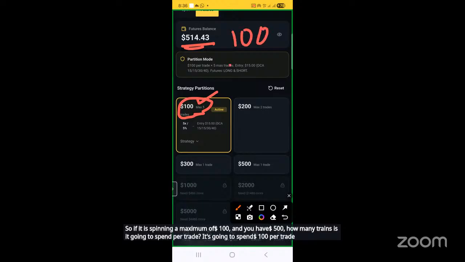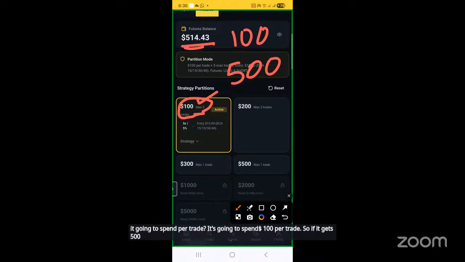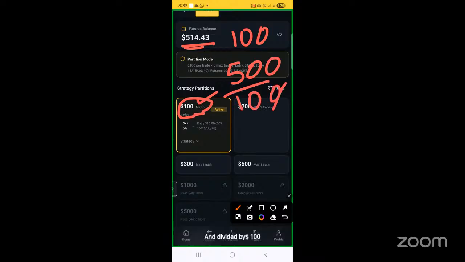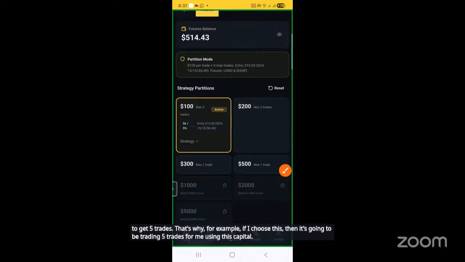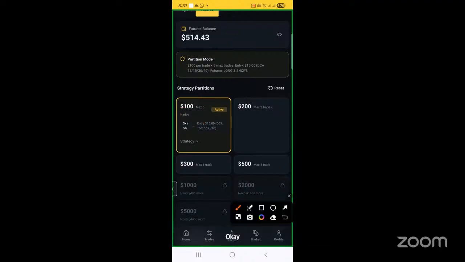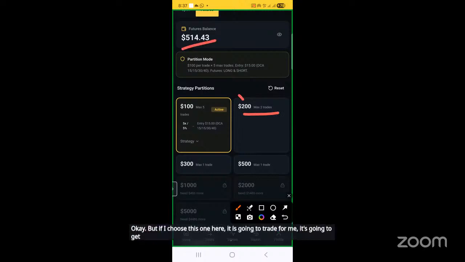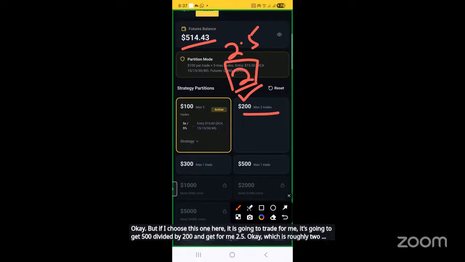So if it gets 500 and divides by $100 per trade, how many trades is it going to get? It's going to get 5 trades. That's why, if I choose this, it's going to trade five trades for me using this capital. But if I choose this one here, it's going to get 500 divided by 200 and get 2.5, which is roughly 2 trades at a go. So it's going to trade 2 trades at a go.